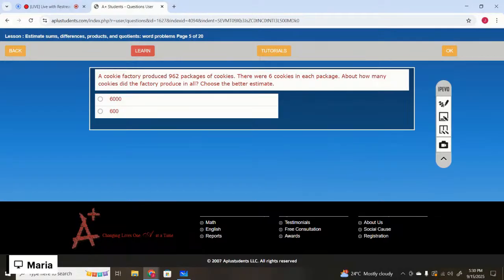A cookie factory produced 962 packages of cookies. There were 6 cookies in each package. About how many cookies did the factory produce in all? So you have to do 962 times 6. So 962 is rounded to 1000. That is 6000. Option number 1 is the correct option.